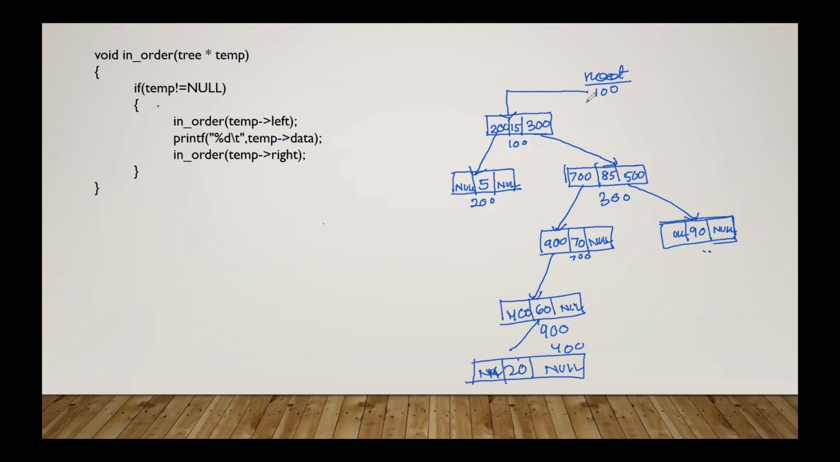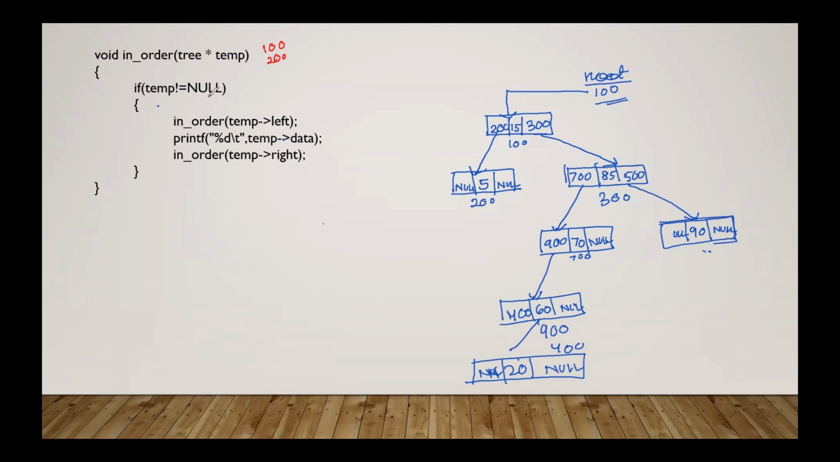So first here similarly, as we know, in the main function we have to pass which value? The root value. So here which value do we pass? We pass the root value, that is 100. So whenever we pass the 100, if temp is not equal to null. Yes, it is true. If it is true, then what happened? In order left. In order left means which value? 100 left, 200. So now we pass 200. It will go to the 200.